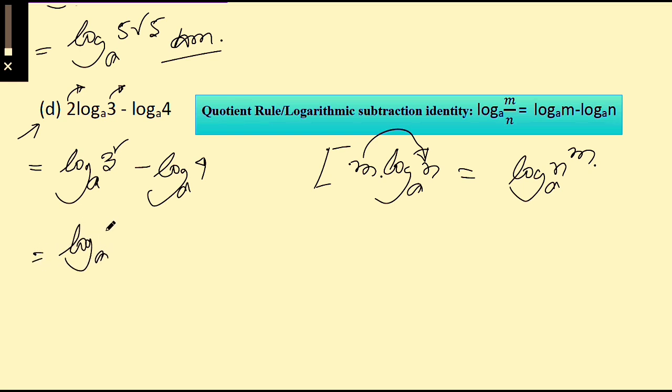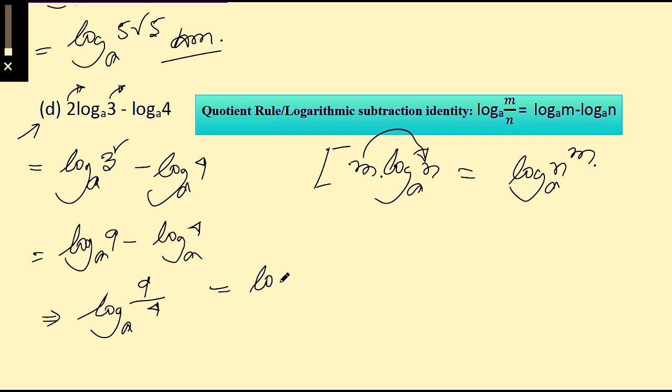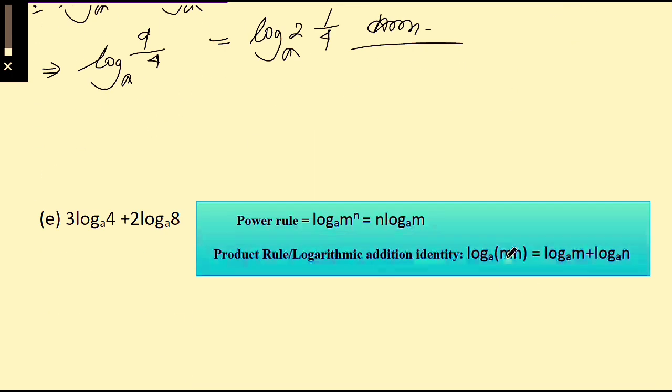So here 3 square means it will be 9. Then we also have log 4 to the base of a. Now we can apply the division rule here. According to the division rule, we can write this expression as a single log, like log 9 over 4 to the base of a. Since 9 over 4 is an improper fraction, we can write it as a mixed fraction, like 2 whole 1 over 4, and this is our final answer.